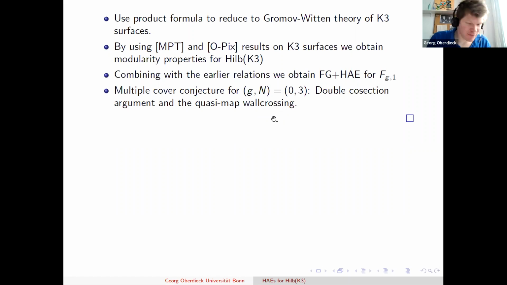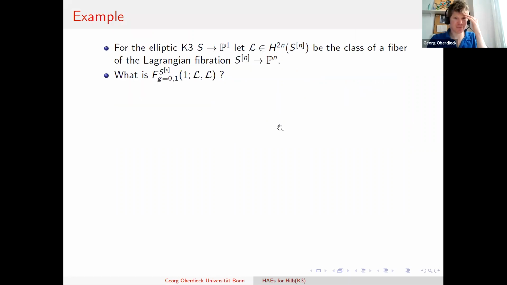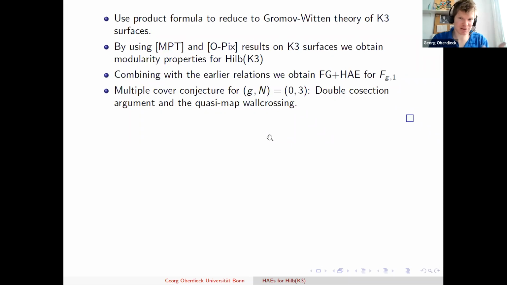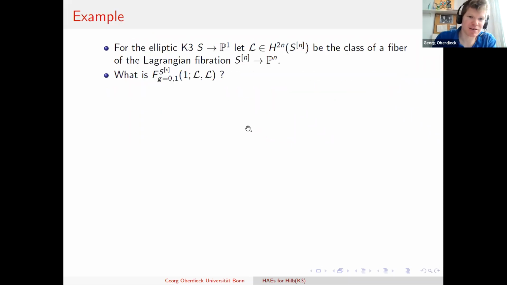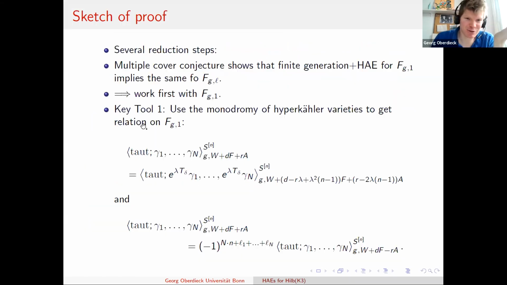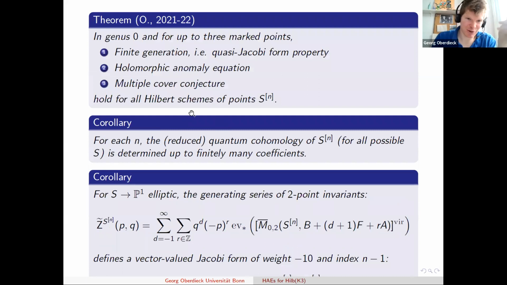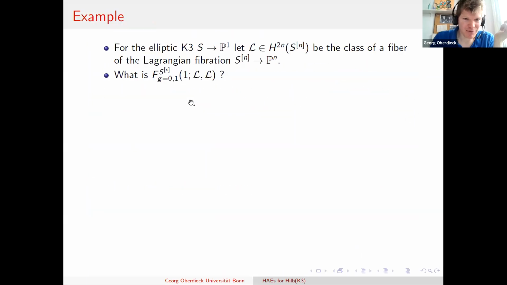Okay, so I have 5 minutes left, so let me just give some examples and applications and actually produce some numbers here. Maybe a basic example. So how is it useful to have this theorem? Let me give one example.